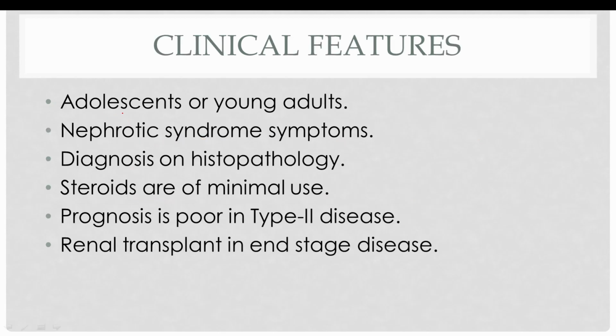The disease typically presents in young adults and the signs and symptoms are of nephrotic syndrome. One thing to remember is that the proteinuria could be mild, often falling in the range of nephritic syndrome, whereas hematuria can also be present. The definite diagnosis is on histopathology of the biopsy, and steroids are of minimal use in this case. Prognosis of type 2 disease, which is also known as dense deposit disease, is poor, and renal transplant in the end stage disease can also be needed.